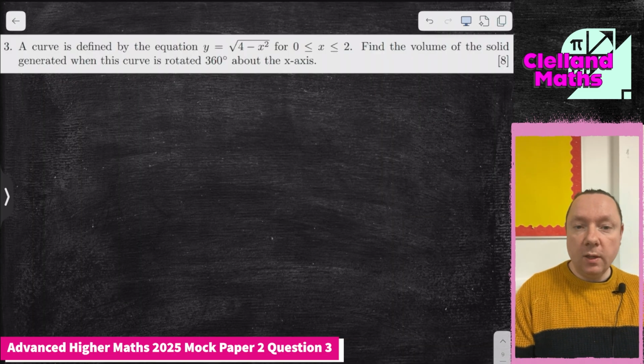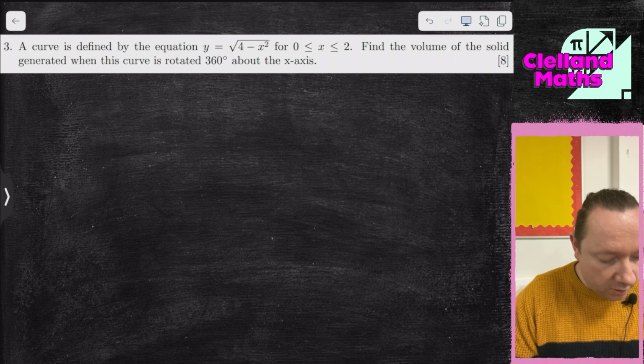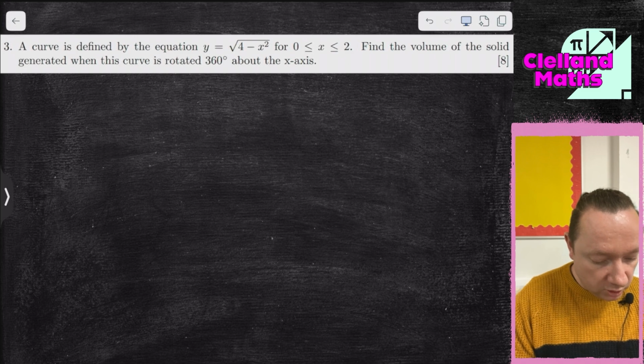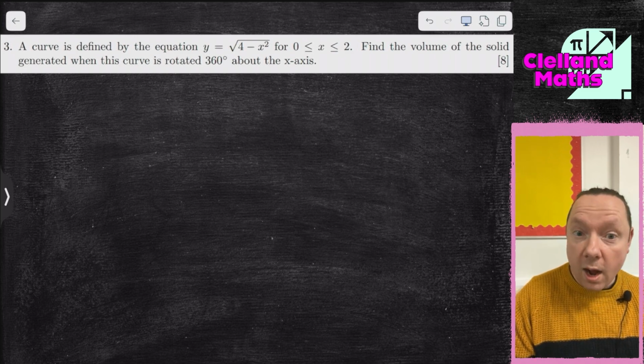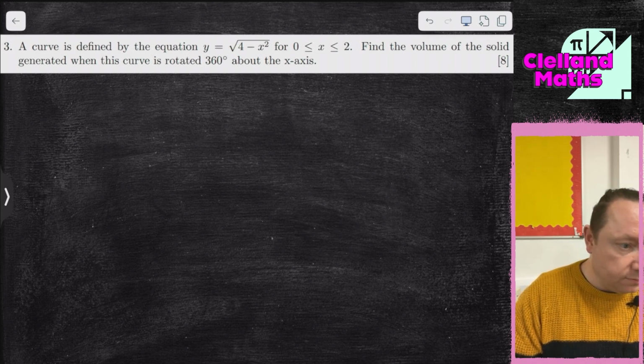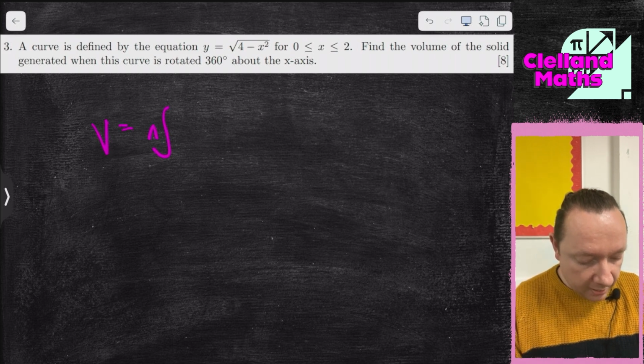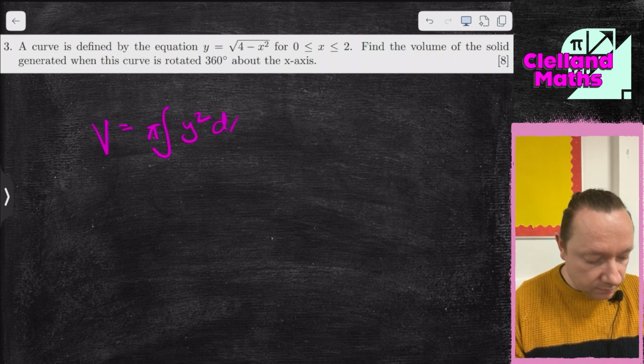Let's go to Advanced Higher Maths 2025 Last Minute Paper 2, Question 3. A curve is defined by the equation y equals the square root of 4 minus x squared, between 0 and 2. Find the volume of the solid generated by this curve rotated 360 degrees about the y-axis. So if I'm integrating over the y-axis, the volume is the integral of pi times y squared dx.